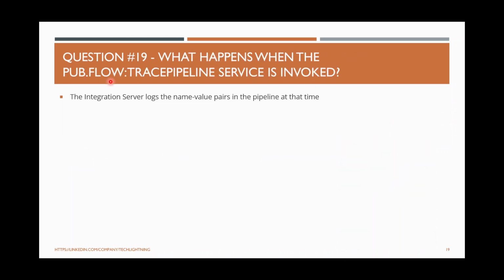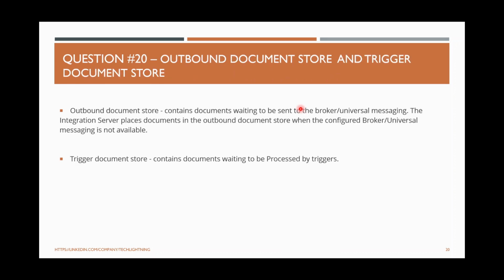What happens when the pub.flow:tracePipeline service is invoked? For example, you have a flow service where you have many flow steps, and in between you are calling this service. What will happen? When you call this service, whatever data is available in the pipeline will get captured. The Integration Server logs the name-value pairs in the pipeline at that time. When you invoke this, it also puts that into your server log. So as part of your troubleshooting, you can go and see what other things are available in your pipeline. I'll move on to the next question, which is the last question for today.